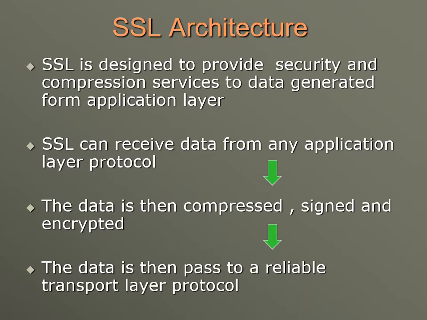So let us understand the architecture of SSL. SSL is designed to provide security and compression services to the data generated from the application layer. Typically SSL can receive data from any application layer protocol, but usually the protocol is HTTP. The data received from the application is compressed, whereas this compression is an optional service. Then it is signed and encrypted, and then the data is passed to a reliable transport layer protocol such as TCP.